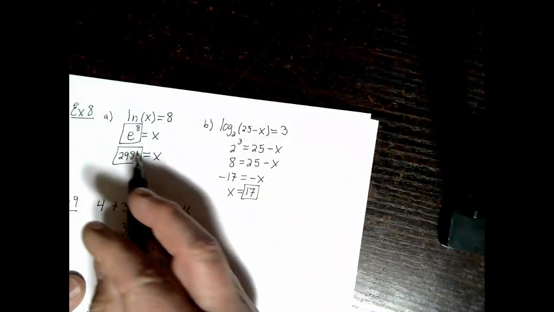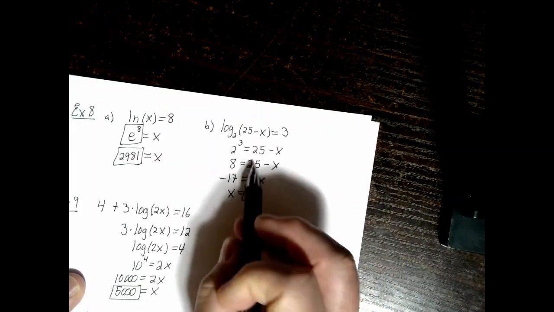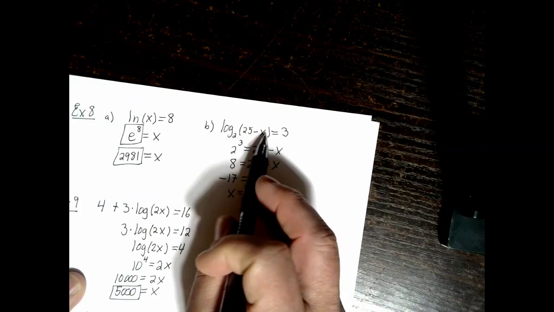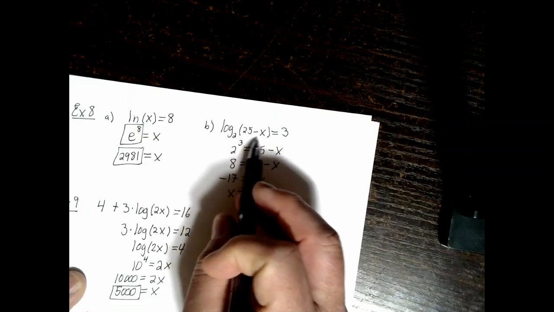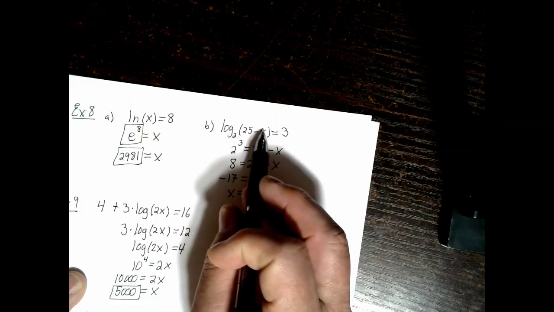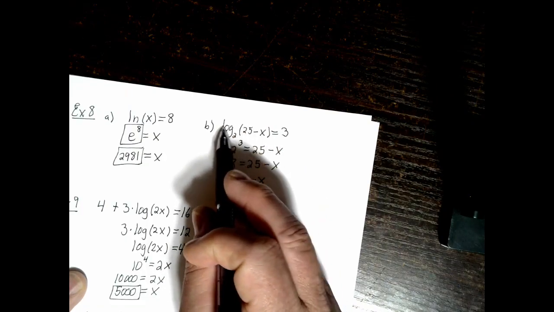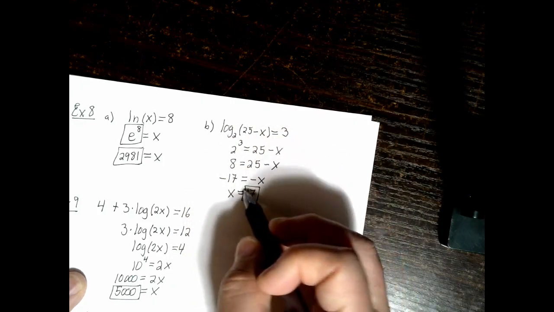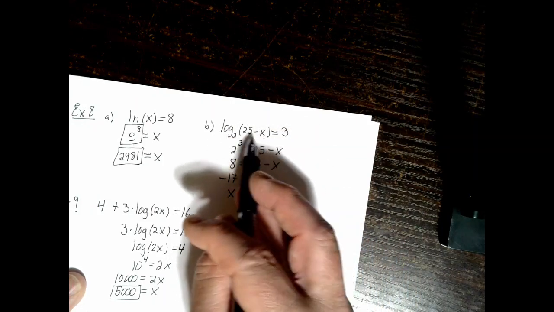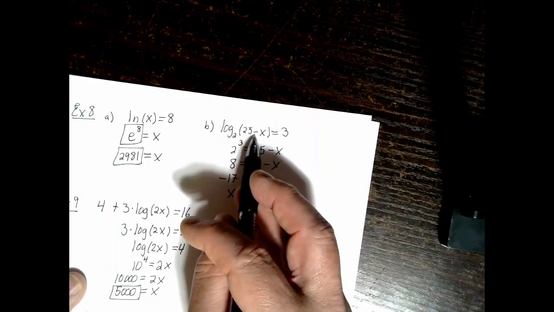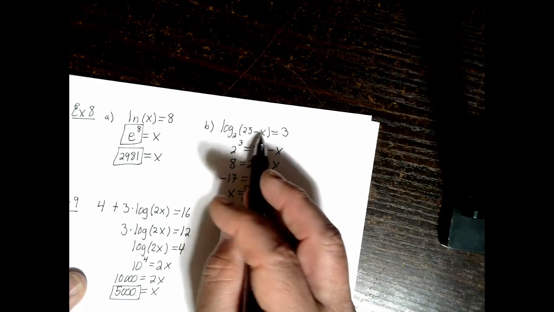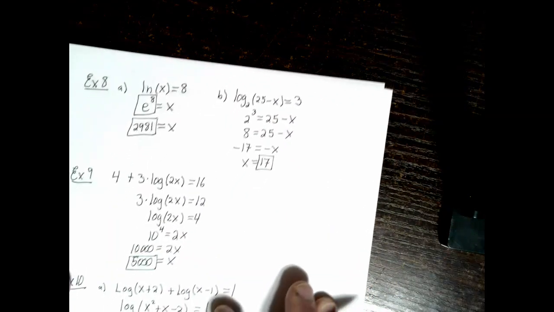Notice, by the way, when you get these answers, you have to check them. You have to plug them into the original problem, and if at any time whatever number this is negative, your answer is not a real solution. But if you plug 17 in for x, you get 25 minus 17 is 8. 8 is positive, so that is an acceptable answer.